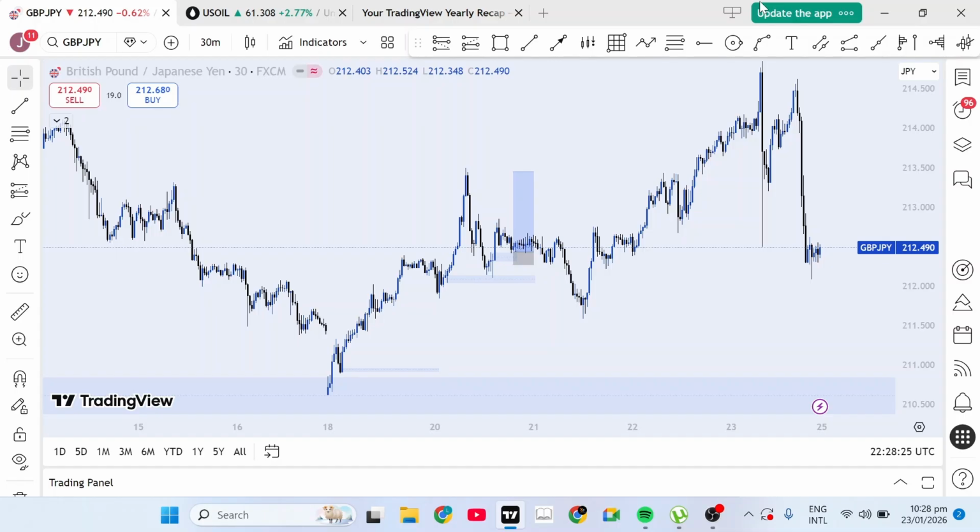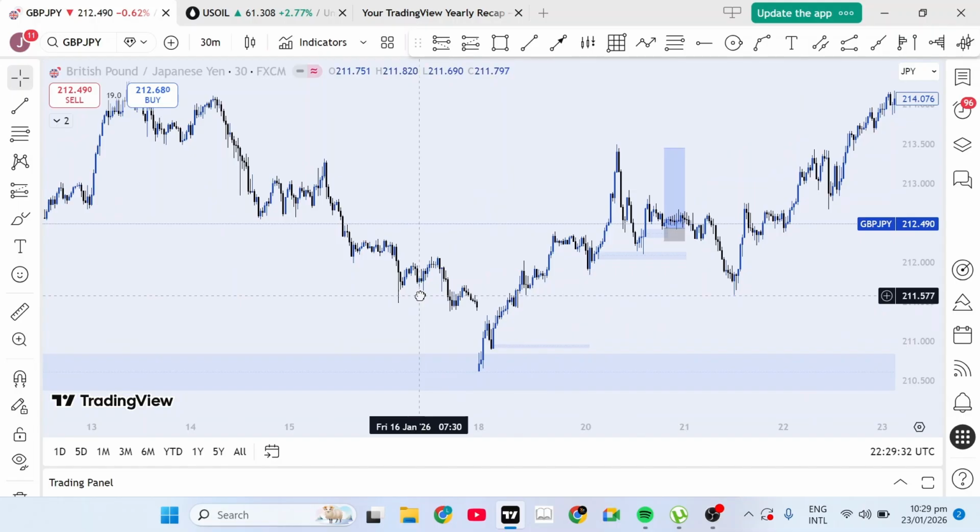This is week 3 of trying to trade a $10 account in 365 days. This is episode 3 of the challenge. For this week, guys, we took only one trade. Let's head right onto the chart and see what we did this week. So this is GBP JPY. This is the only trade we took for the week.